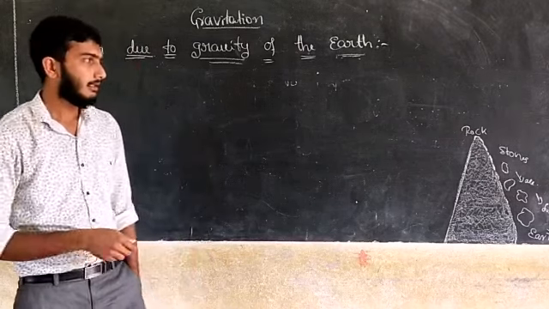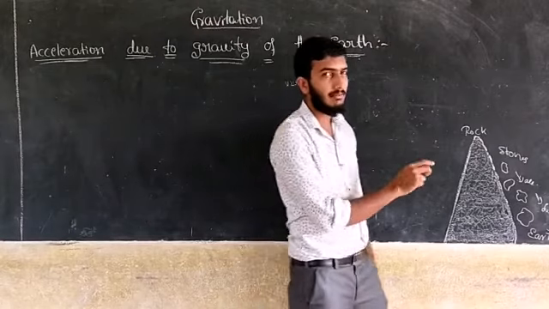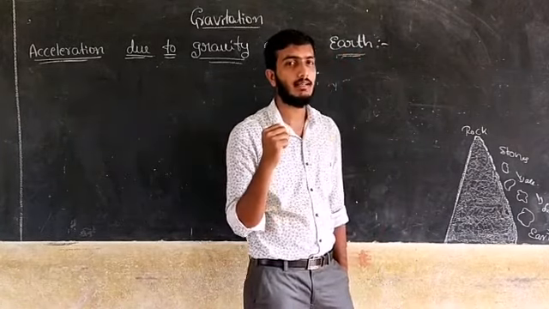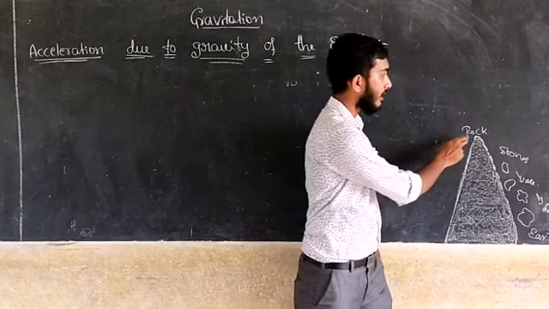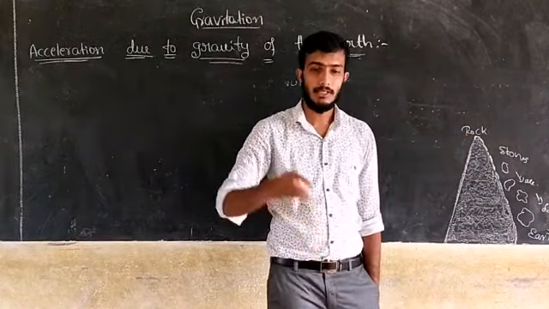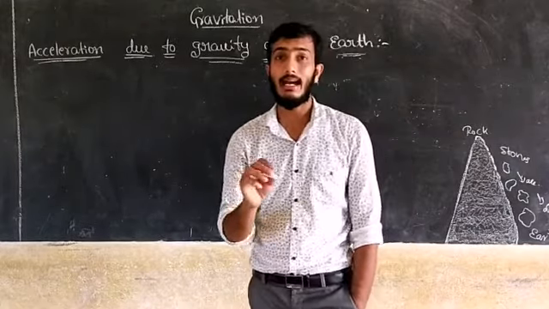So consider here I have drawn one diagram. It is a simple explanation related to acceleration due to gravity. It is one of the rocks. The stones are falling from the rock, freely falling. When the object is freely falling, you know that it has some velocity.